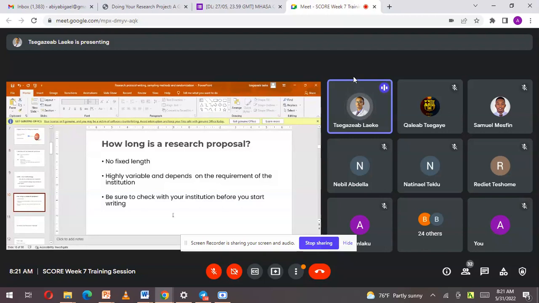So you have to really talk and discuss with your advisor about the formatting and the structuring and what type of citations you might want to use and so on. This saves you time, and you should plan it before you start writing your proposal.